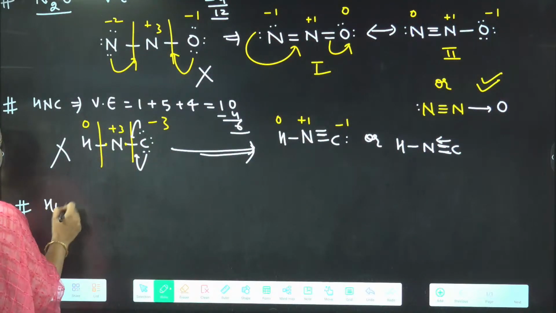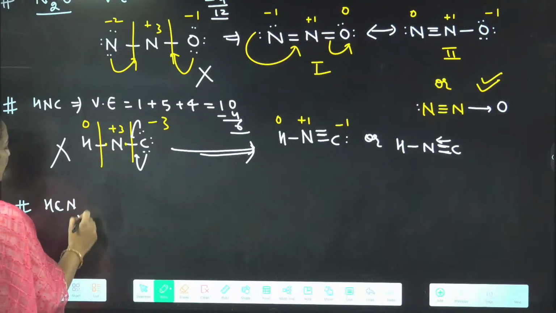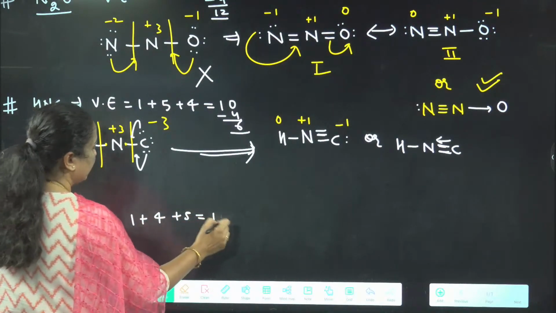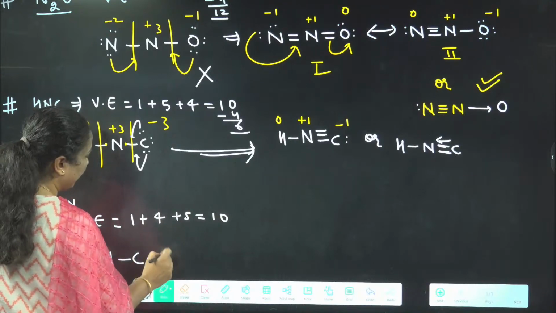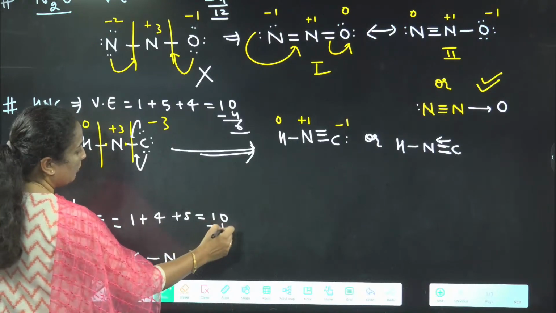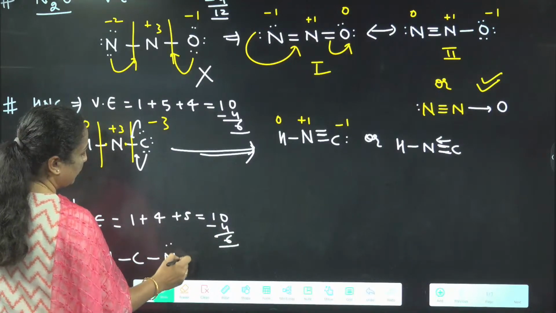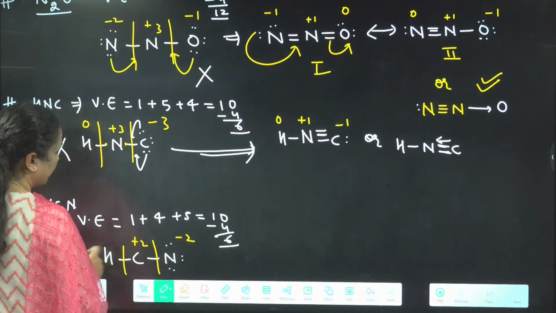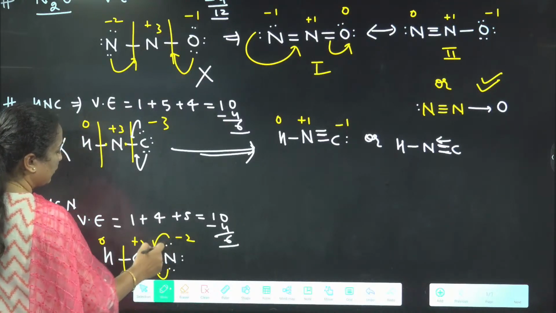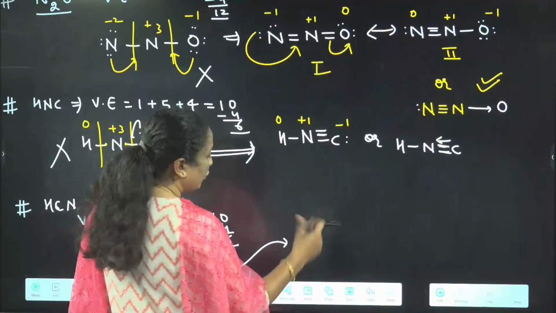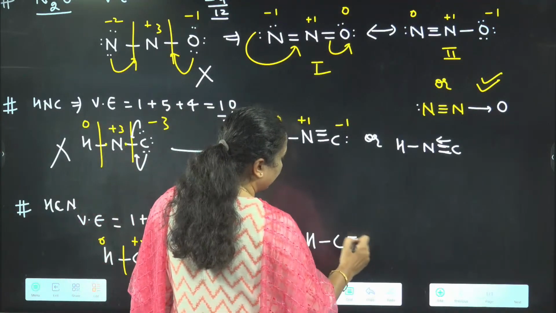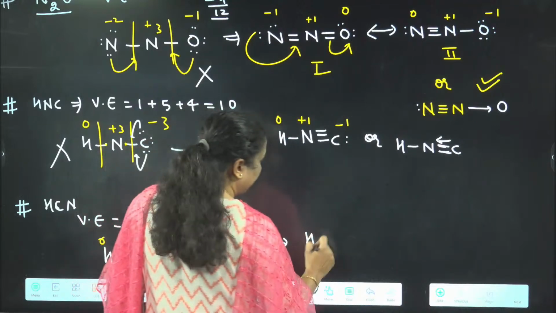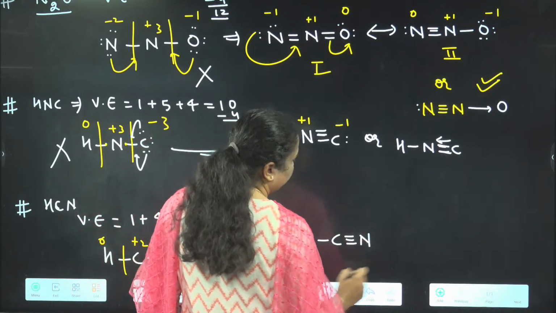Again, HCN. How many valence electrons am I having? The same, 1 plus 4 plus 5, that is 10. So HCN, if I am doing it, 2 bonds formed means 4 electrons gone, 6 remaining, 1, 2, 3, 4, 5, 6. What is the formal charge? Minus 2, here it is plus 2, here it is 0. Again bring 2 pairs of electrons here. So you will be getting something like this, HC triple bond N, right?